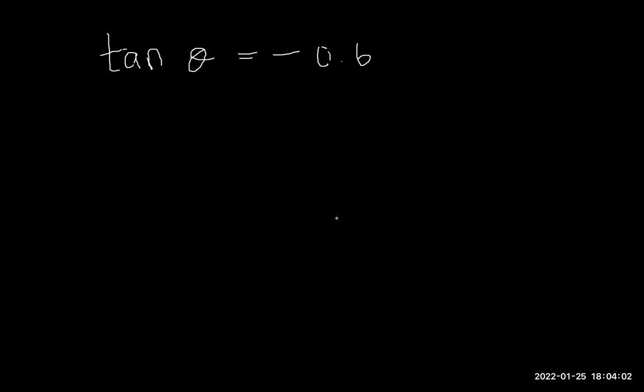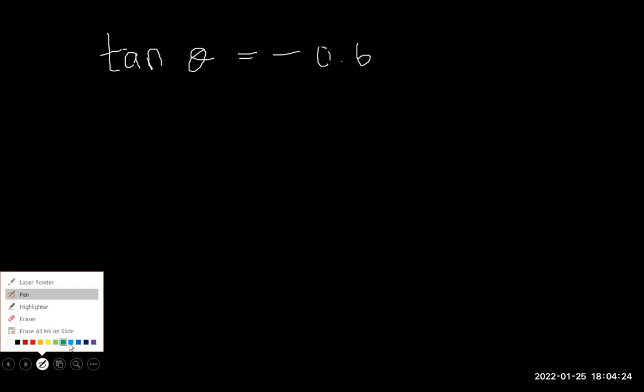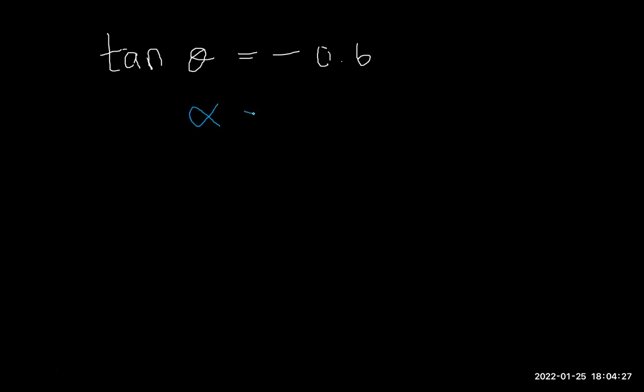The first thing, make sure you pay attention to your range. In this case, the range was theta is greater than or equal to 0, but less than or equal to 360. Next thing you want to do, find your acute angle alpha. How do we do that? We just do a regular thing, find the tan inverse of this. What's the answer? I got 31 degrees. How did you get that? I used my calculator.